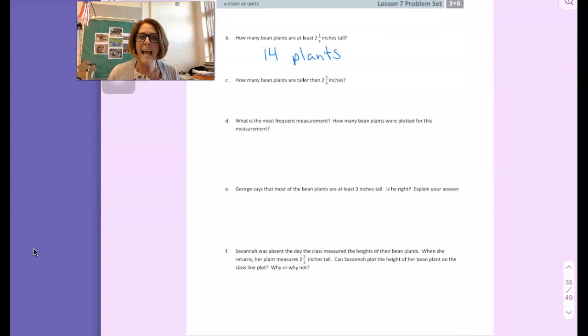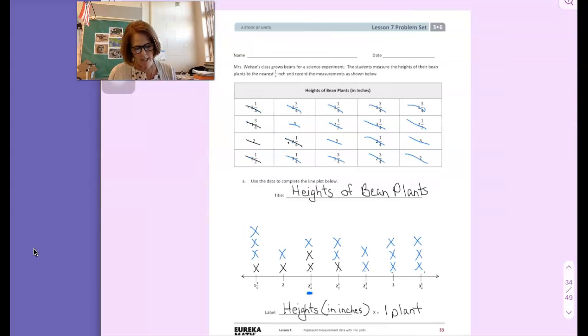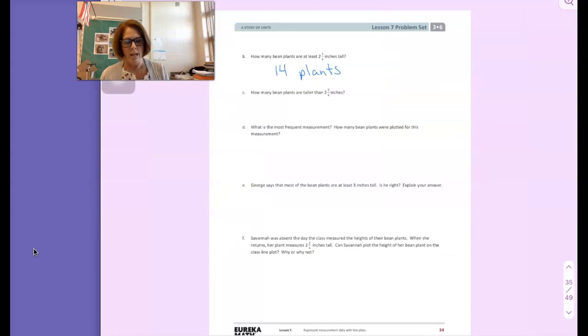Letter C says, how many bean plants are taller than 2 3/4 inches? So now we're looking at 2 3/4 inches, but we want the ones that are taller than that. So we're not going to include that. We only want the ones taller than that. So that would be the 3-inch and the 3 1/4 inch. And we have 6 plants. We have to pay attention to the wording of the questions for this information.